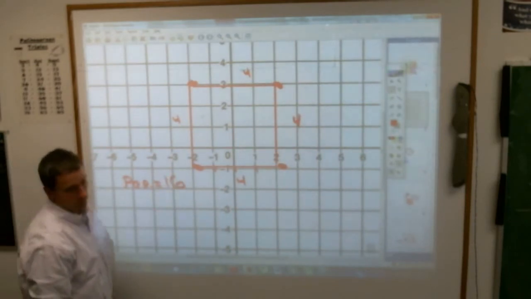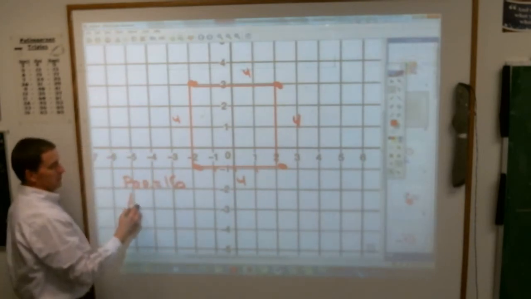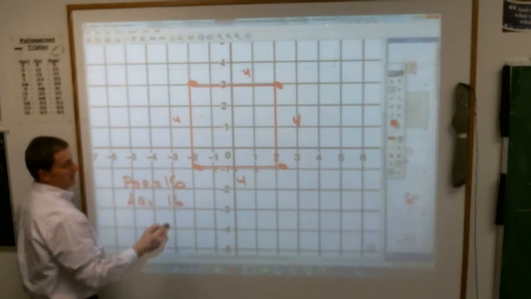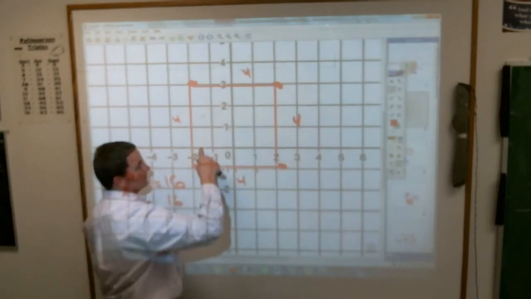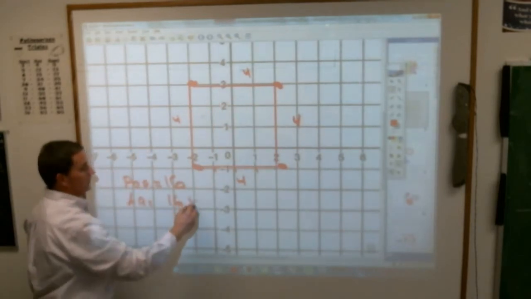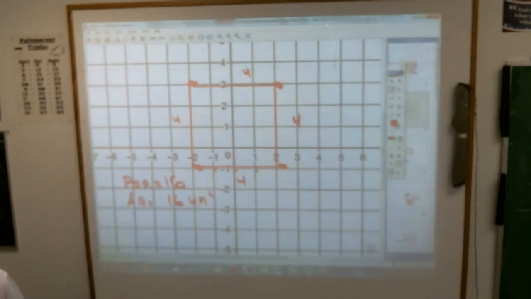The area would be 4 times 4, which is 16 as well. And that's square units. You count those all up there. 16 units squared. That's good. Now, I'm going to do the other one there. What I do have for you to do, did I toss this paper in again?